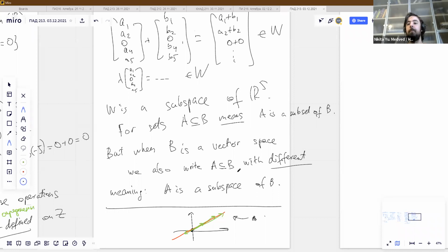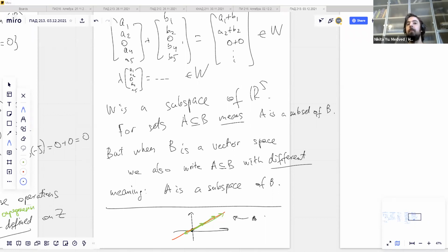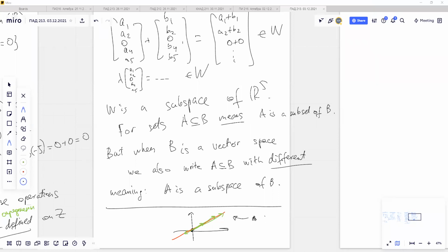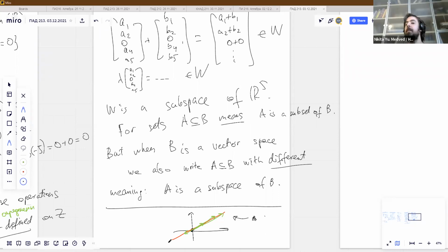Okay, any questions for this example? So sorry, is that red line a subspace? Yes. So the set of all vectors on this red line is a subspace of the set of all vectors. Okay.